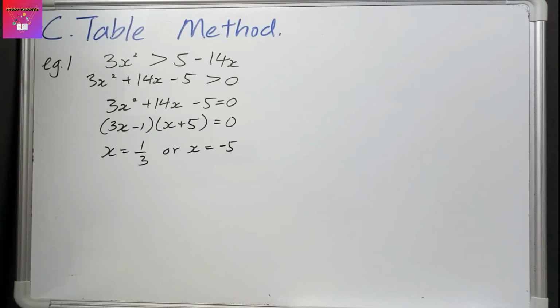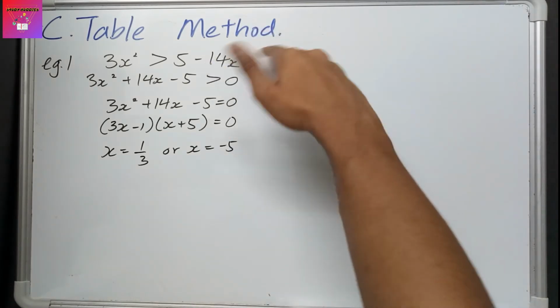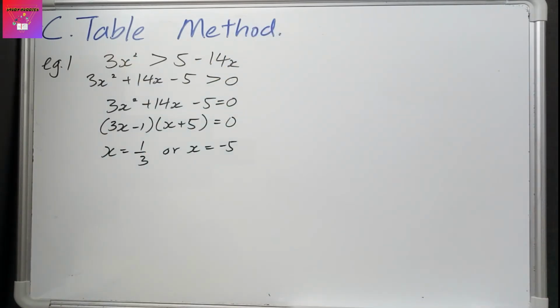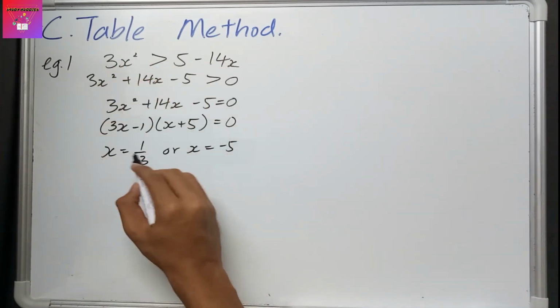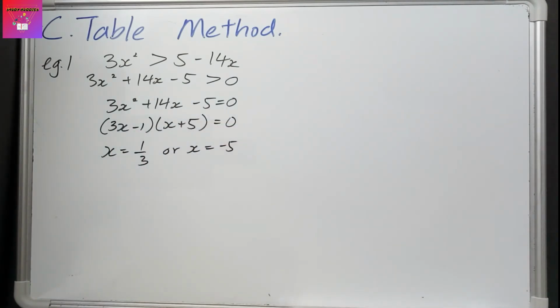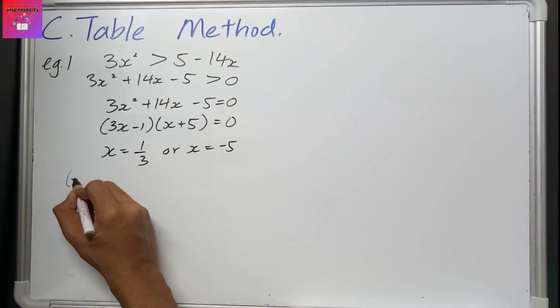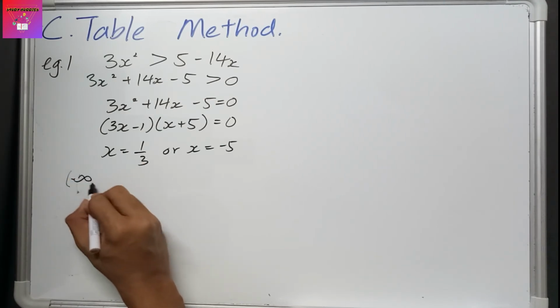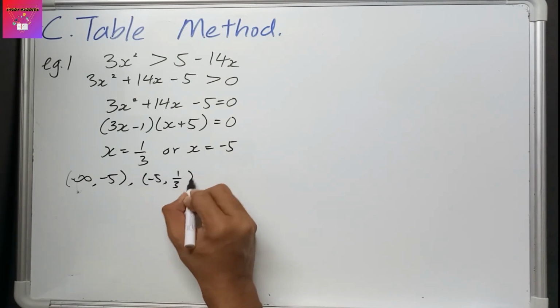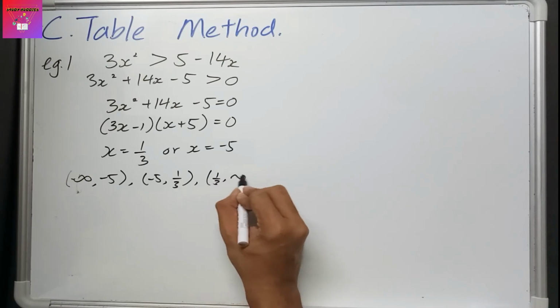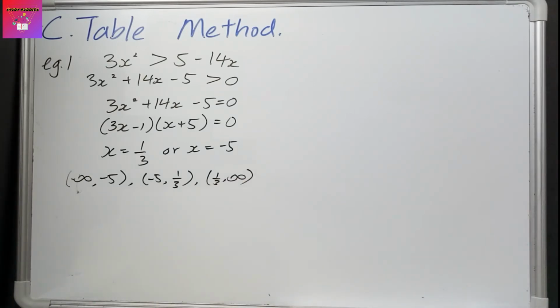So I'll directly explain how to use table method through the same example which I've used for the first question. Of course I would not like to repeat the same thing again and again. I would just show you what you have to do first, which is you have to bring it to the left hand side and find out the values of x, which is 1 over 3 and negative 5. So from this we can see we get 3 intervals, which is negative infinity to negative 5, followed by negative 5 to 1 over 3, followed by 1 over 3 to positive infinity on a real number line, isn't it?